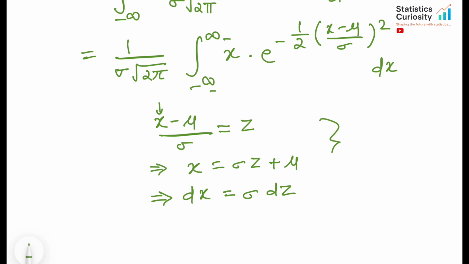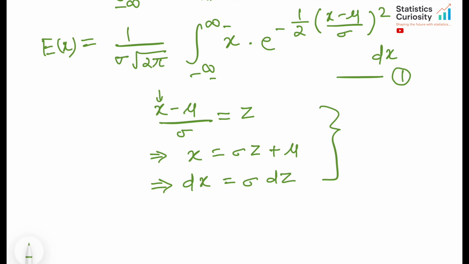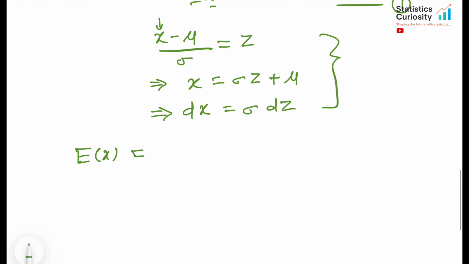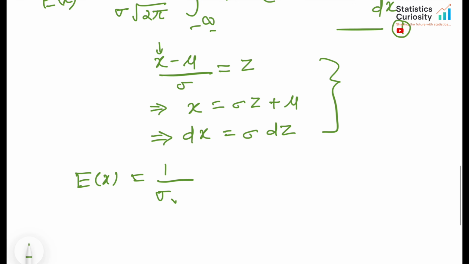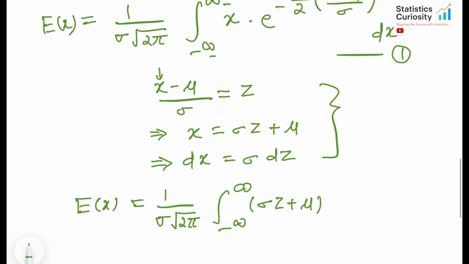So now substituting all these values in this equation, let's call it 1, we are finding the expectation of x. Substituting these values, expectation of x is equal to 1 upon sigma under root 2 pi, integral from minus infinity to infinity. In place of x you have to substitute sigma z plus mu, and e raised to the power minus 1 by 2 times ((x minus mu) upon sigma, which is actually z) z square, and dx becomes sigma dz.